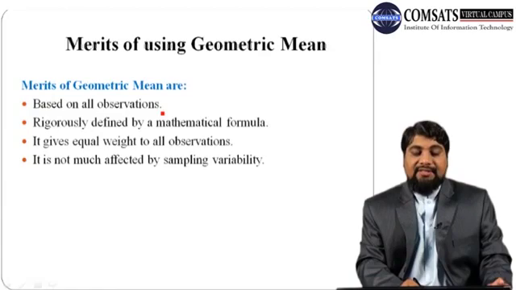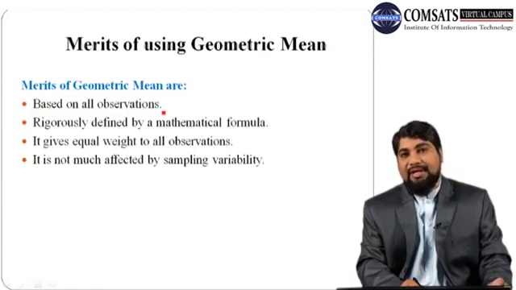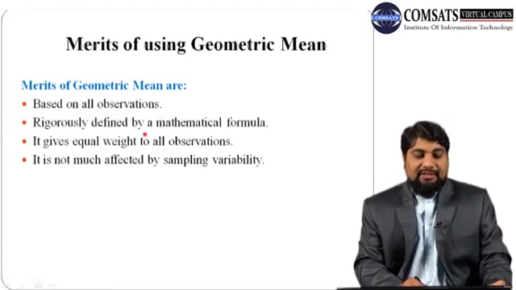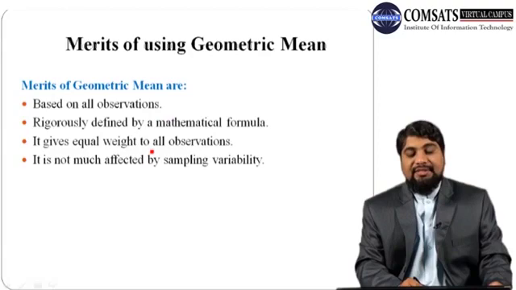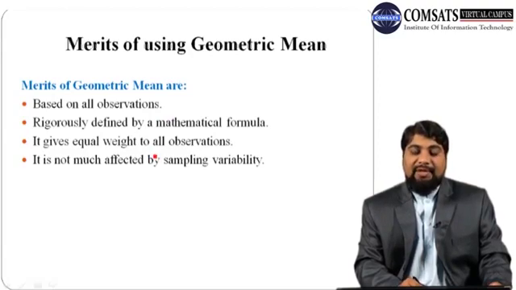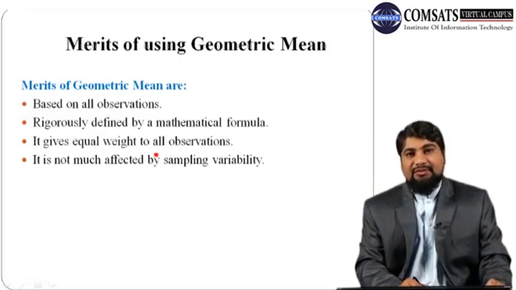Next one is that it is rigorously defined by a mathematical formula. So we have a proper definite formula for finding the geometric mean. So next merit of geometric mean is that it gives equal weight to all the observations. In the formula, we note that it is x1 cross x2 so on xn, taking nth root. So it means all the observations are given equal weight.